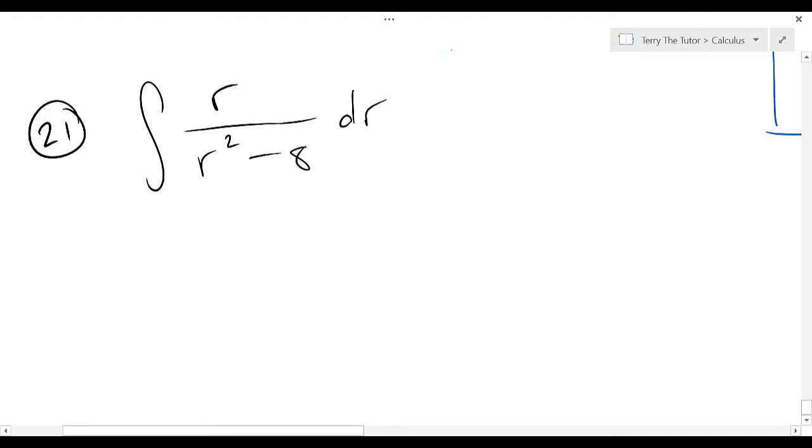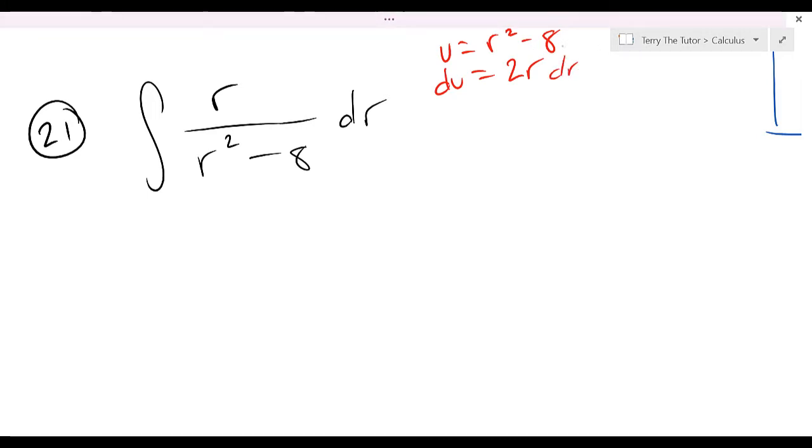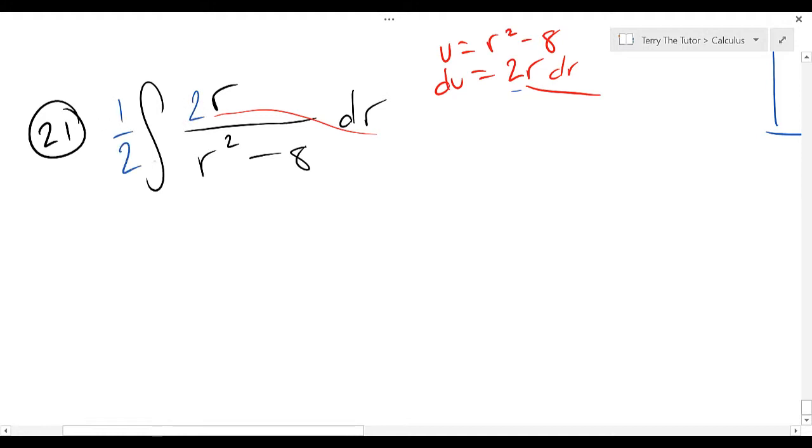I can say u equals r squared minus 8. Therefore, my du, taking the derivative of both sides, equals 2r dr. I can see that I have an r dr. I'm just missing the 2. So let's put a 2 here to make our du, and let's put a 1/2 on the outside. Now we can rewrite with du and u. So we've got 1/2 the integral of du over u.